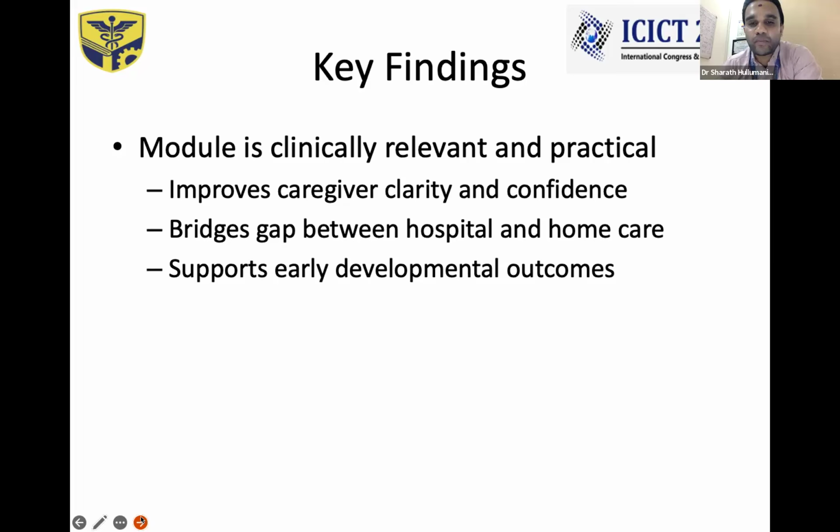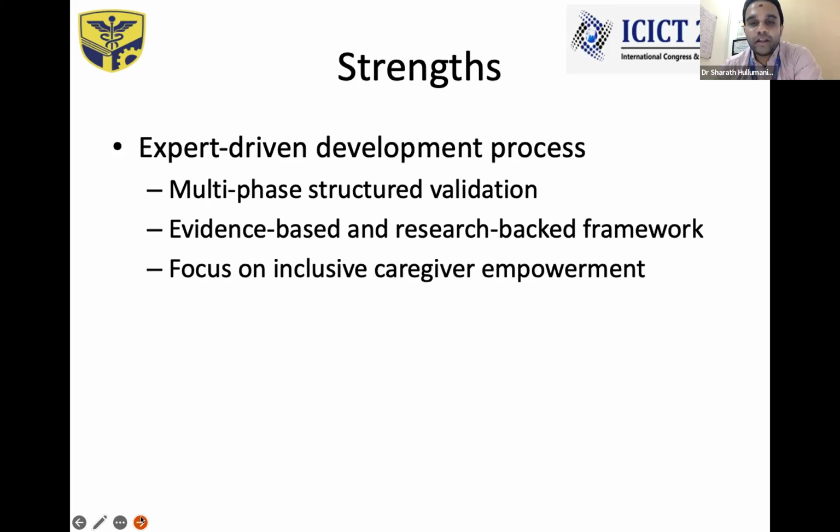If we implement this particular model, this is what we can suggest. The most important strength of this module is, first, the expert-driven development process. The second is a multi-phase structured validation. The third is that it is EBP, evidence-based practice, a research-backed framework. And the last is that it focuses on inclusive caregiver empowerment, where preterm infants and NICU graduates are mainly lacking.